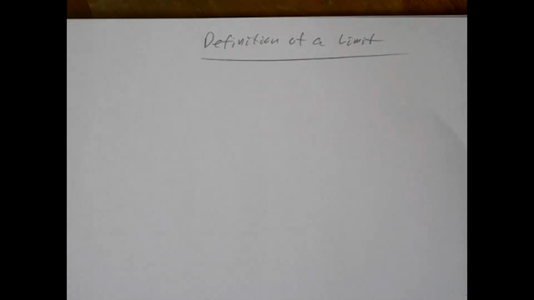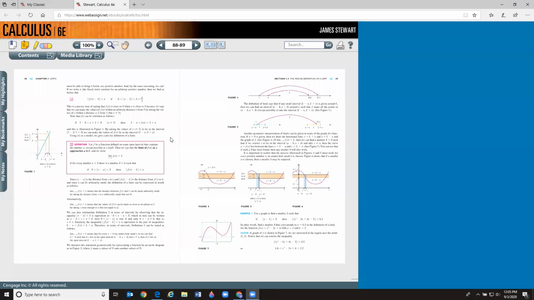All right, so as far as the definition is concerned, first of all, to show it to you in the book, the definition of limit is here. It says, let f be a function defined on some open interval that contains a number a, except possibly at a itself. Then we say the limit of f of x as x approaches a is L, and we write it as you see there in the notation.